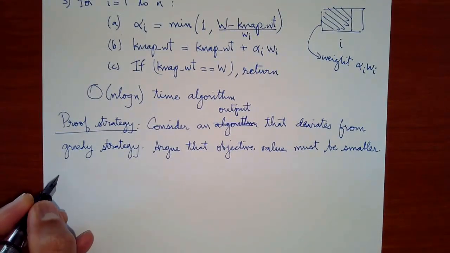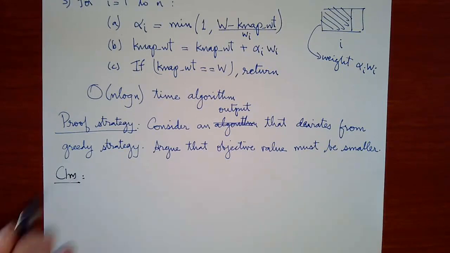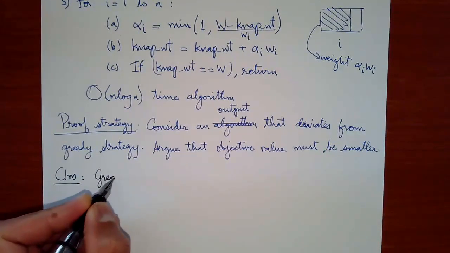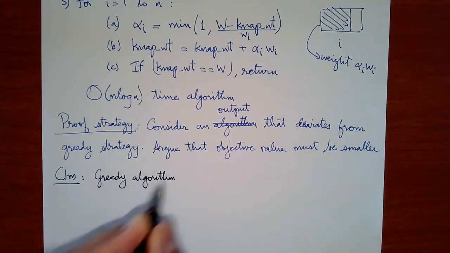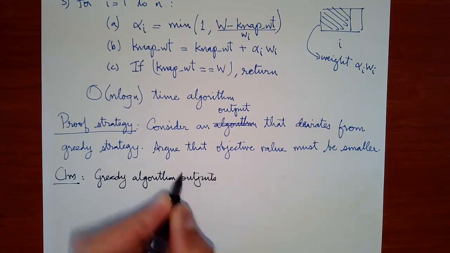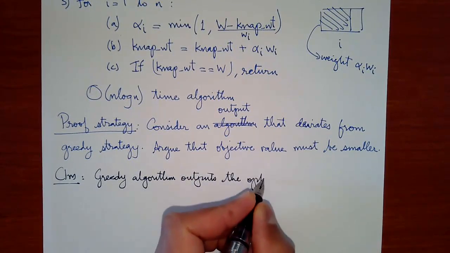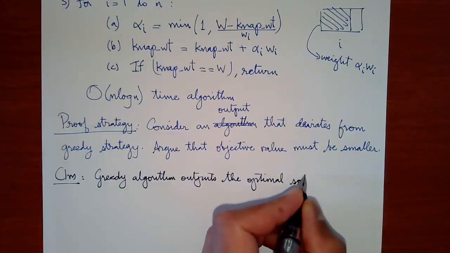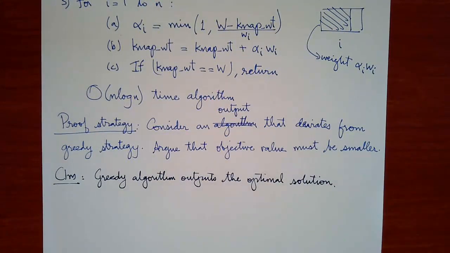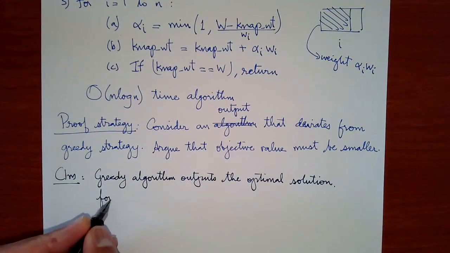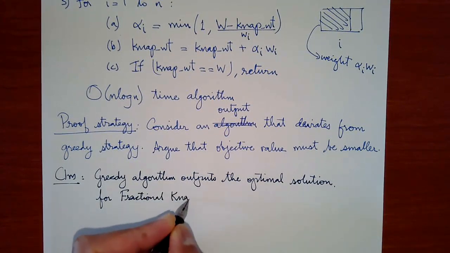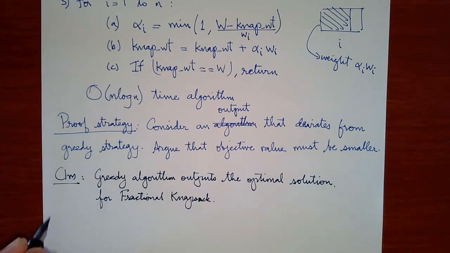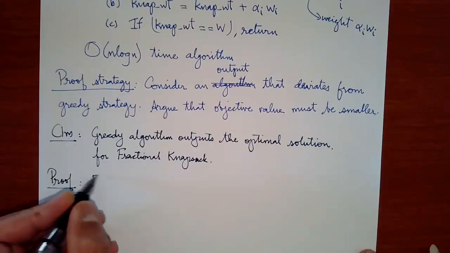So let me now prove the claim: the greedy algorithm outputs the optimal solution for this problem, for fractional knapsack. Okay. So what is the proof? So I'm just going to do this for convenience.